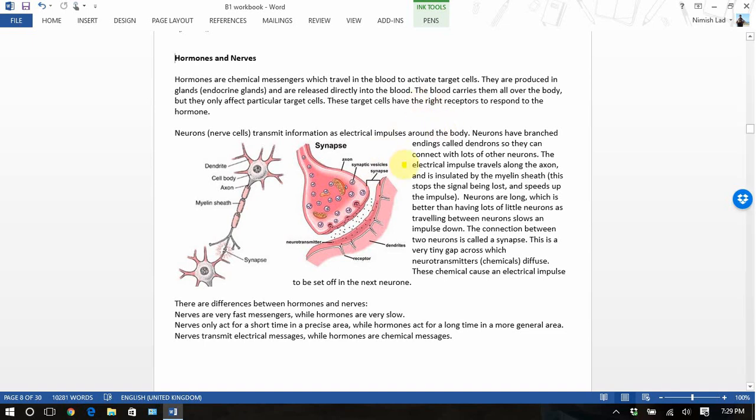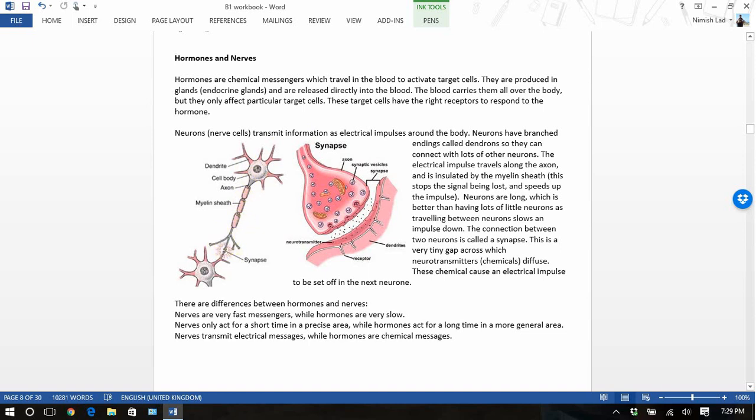Neurons have branched endings, called dendrons, and they connect to other neurons. The electrical impulse travels along the axon, that's the main part of it over here, and it's insulated by the myelin sheath, which speeds up that electrical signal and also stops it from being lost. These neurons are long, which is better than having lots of little neurons, because the impulse can go up and down quicker. If there are lots of little ones, the impulse will slow down.